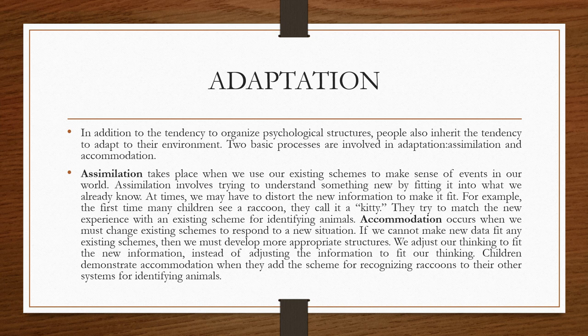Accommodation occurs when we must change existing schemas to respond to a new situation. Accommodation is like this: you just accept a raccoon as a raccoon, you don't compare it with a kitty. Accepting new knowledge as new is called accommodation. If we cannot make new data fit any existing schemas, then we must develop new appropriate structures. We adjust our thinking to fit the new information instead of adjusting the information to fit our thinking. Children demonstrate accommodation when they add the scheme for recognizing a raccoon to their old systems for identifying animals.